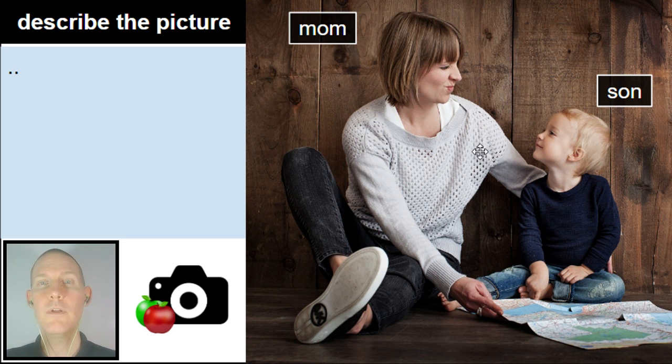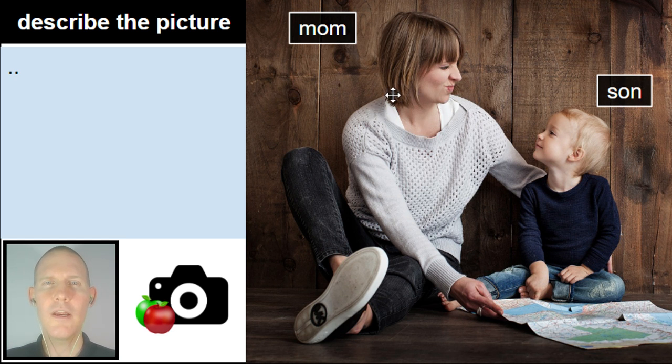We have mom and we have son. And if you guys want to help describe this picture in the comments, that would be great. I will respond to your comments. Okay, so mom is looking at her son and her son is looking at the mom. Let's talk about what the mom is wearing. I would say she's wearing a gray sweater, and it looks like there are holes in the sweater, and that's probably why she has a white t-shirt on underneath.